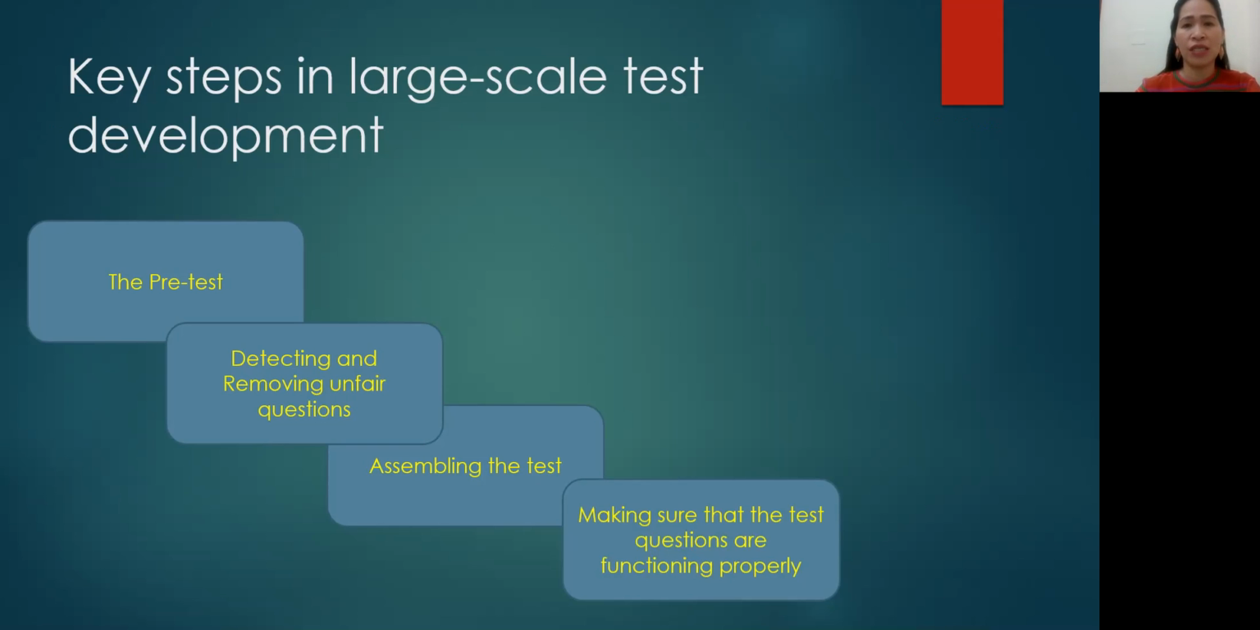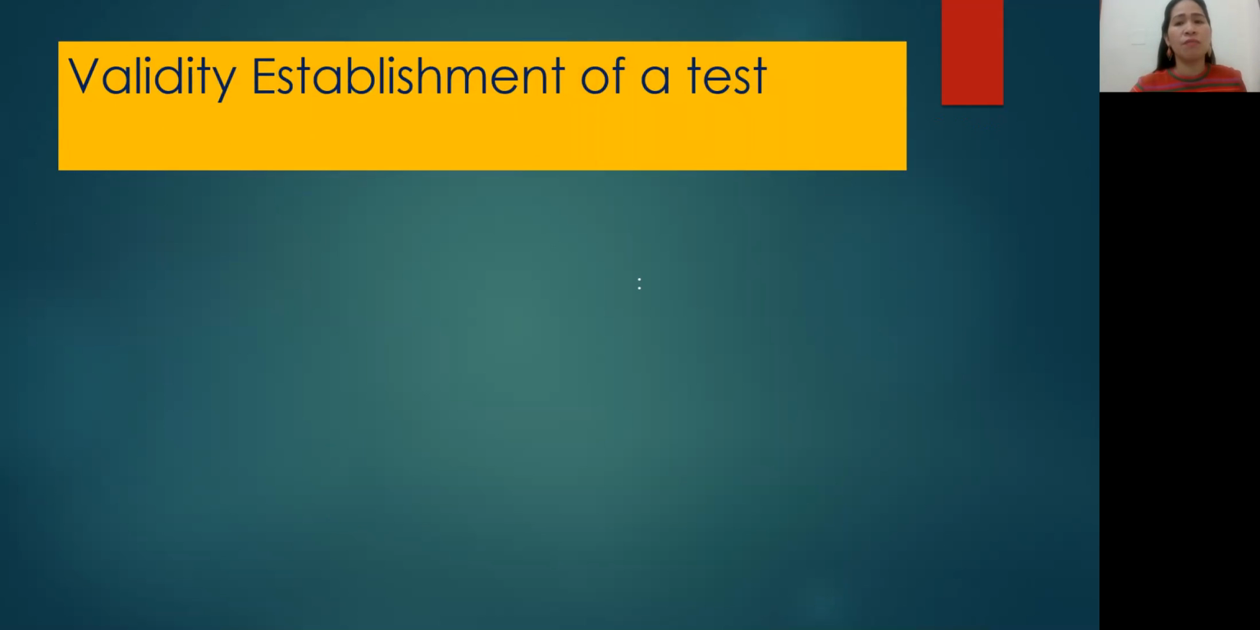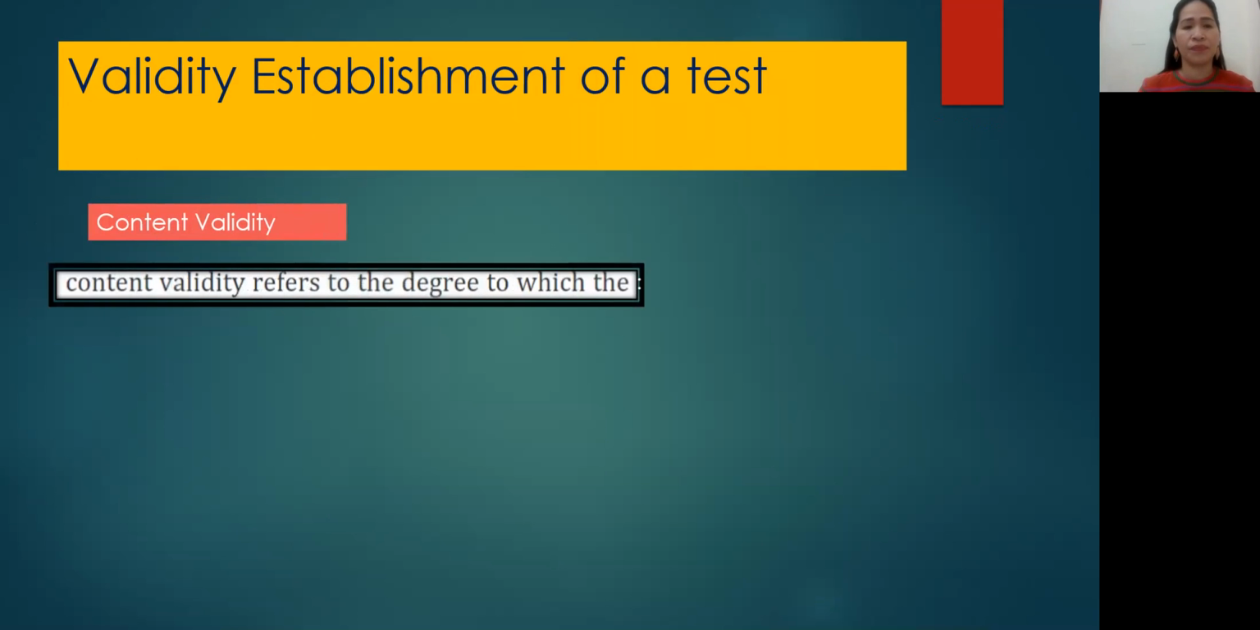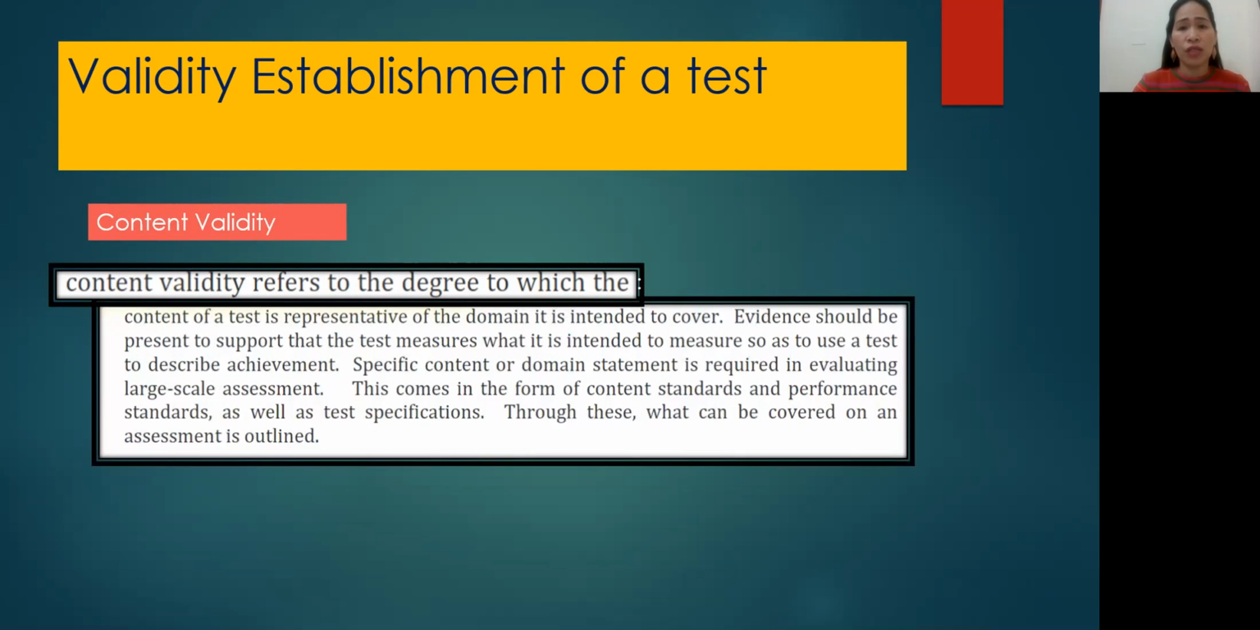So the question is, is the test valid? Is the test reliable? Validity establishment of a test. First is content validity. Content validity refers to the degree to which the content of a test is representative of the domain it is intended to cover. Evidence should be present to support that the test measures what it is intended to measure so as to use a test to describe achievement.